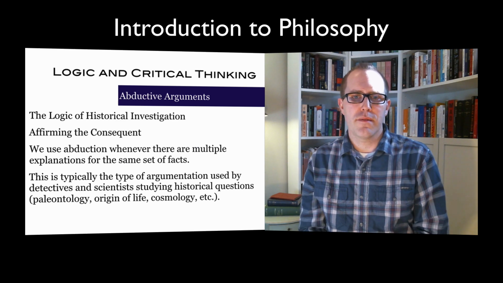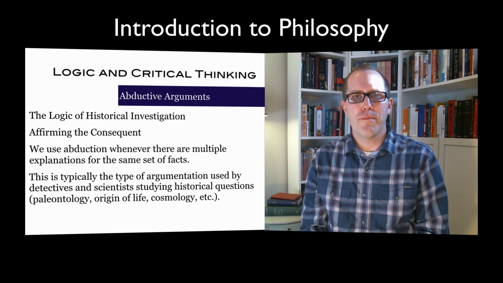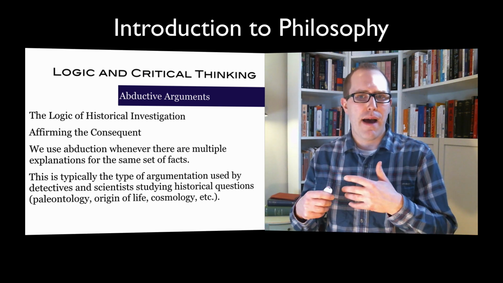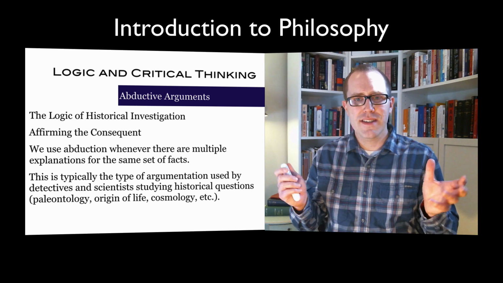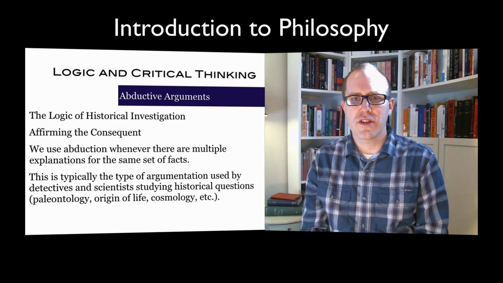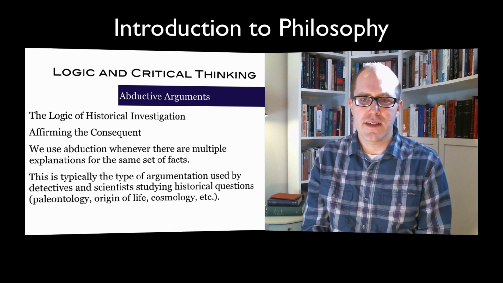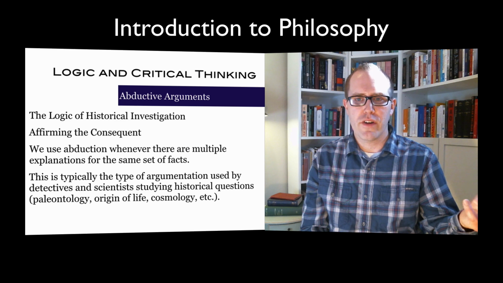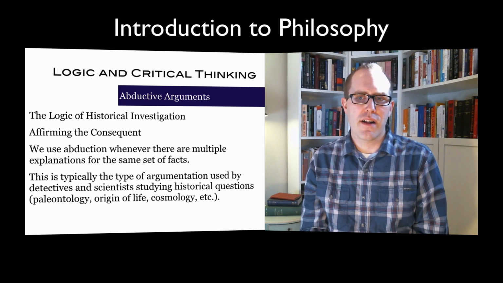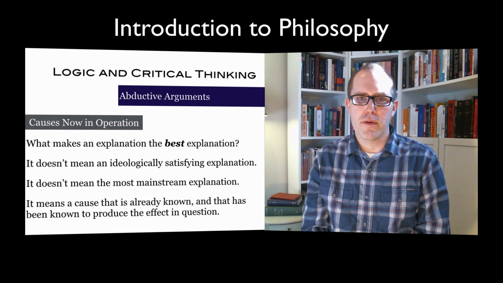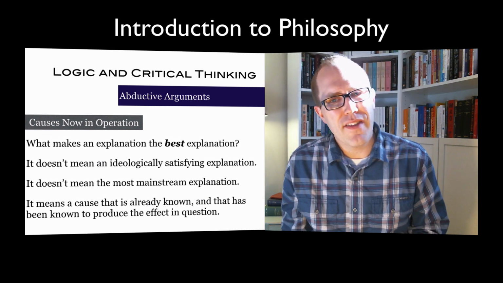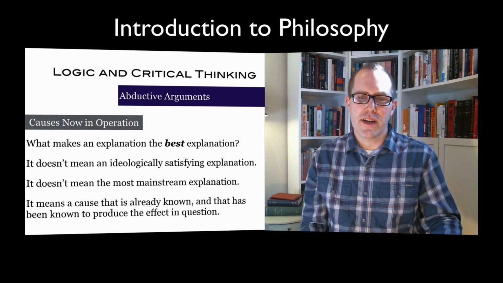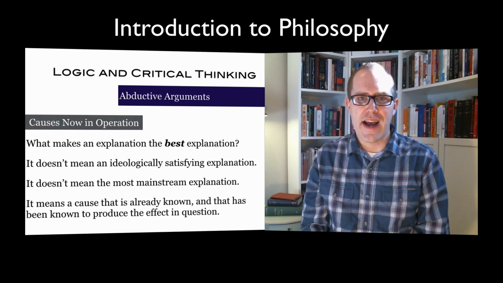So we use abduction whenever there are multiple explanations for the same set of facts. This happens commonly. This is typically the type of argumentation that's used by detectives and scientists studying historical questions. Paleontology, origin of life studies, and different branches of cosmology would use this type of reasoning. So now this leads to a question: how do we determine what is the best explanation for any given set of facts?